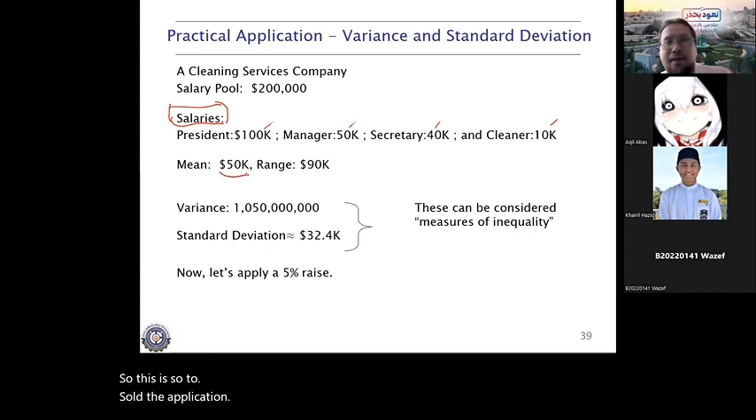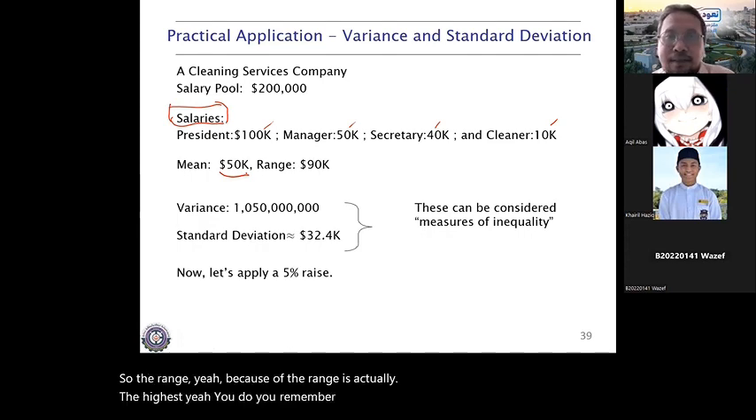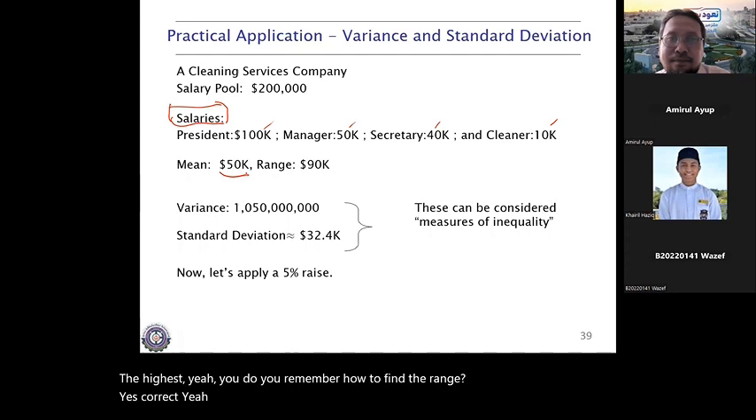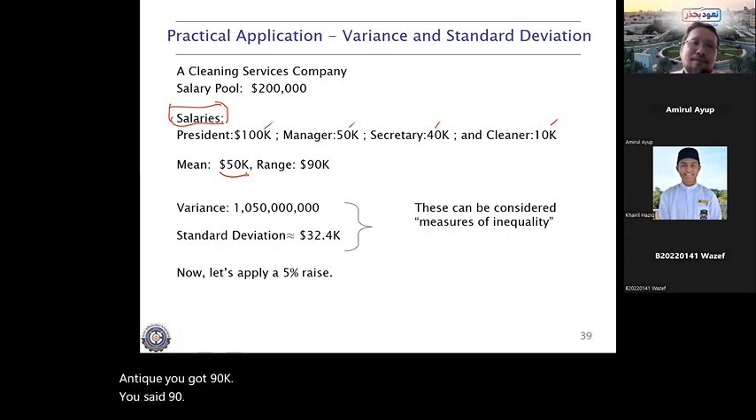Now the range, which is actually the highest minus the lowest. Do you remember how to find the range? The range is 90K, yes, correct. From where do you get 90K? Highest minus the lowest: 100K minus 10K, so you get 90K. So this is the range.